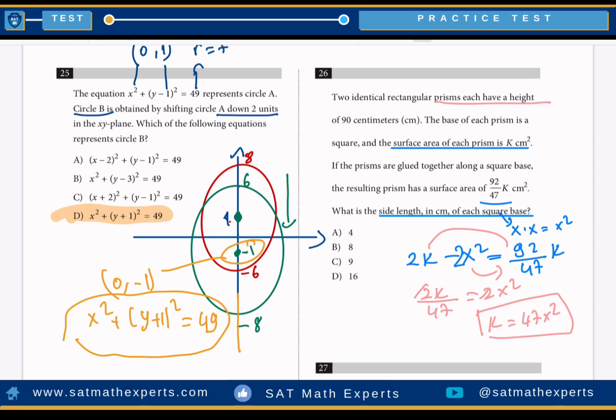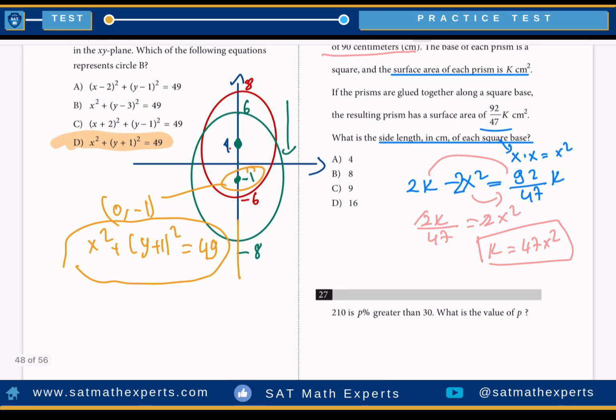Each prism has a height of 90 cm. Since the height of each rectangular prism is 90 cm and the side length of the square we said is x, the area of each square base is x squared. We already know this one. So the lateral face will be 90x. We have 4 lateral faces, so 4 times 90x is 360x. This will be the lateral area.